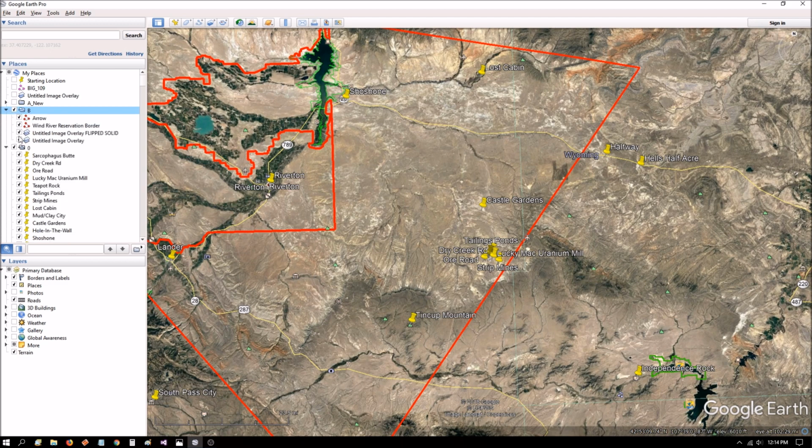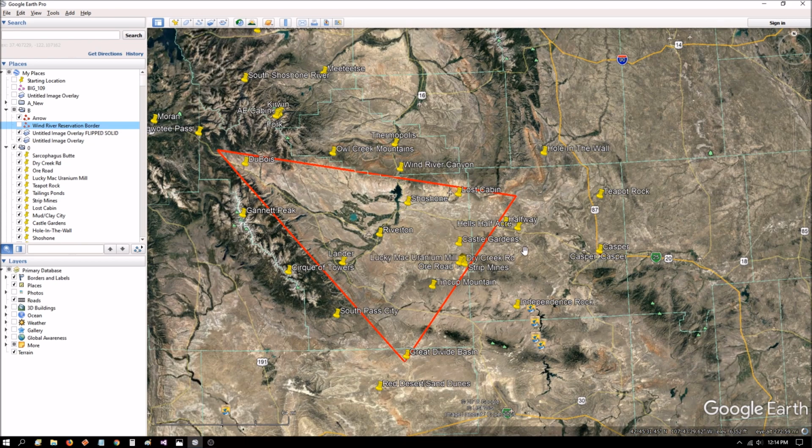Well, first of all, let's get rid of the Wind River Reservation border here because we don't really need to see it. I don't know how many of you have ever looked at this. And you look at all of the hints that are in here. Did you ever notice that this, just geographically, to a kid looking at Google Earth, looks like an arrow? An arrowhead, okay? This is down by South Pass. This is up by the Hole in the Wall, which is all the Butch Cassidy stuff. And, of course, Teapot Rock, Independence Rock, South Pass, Riverton, Lander, Shoshone.